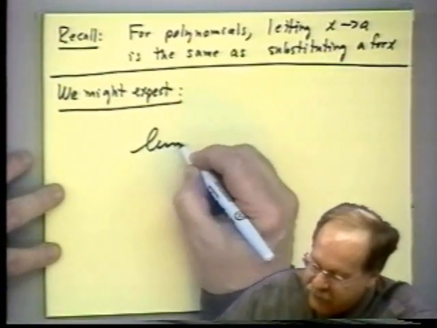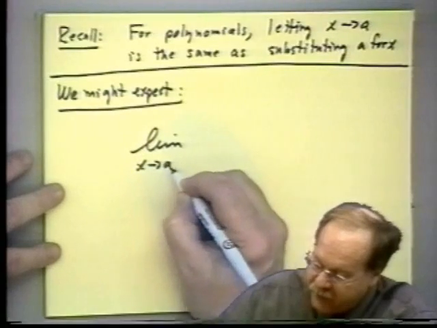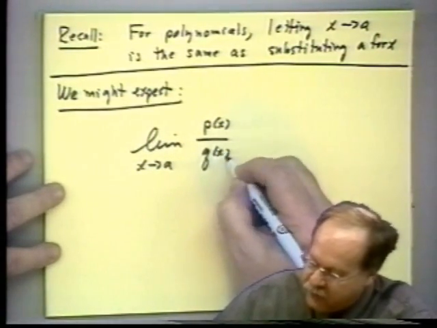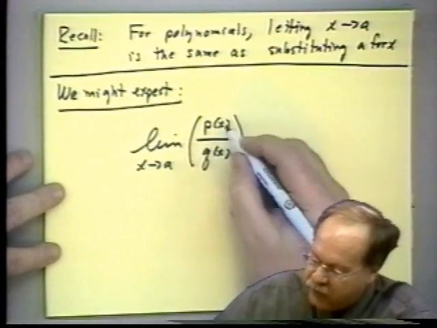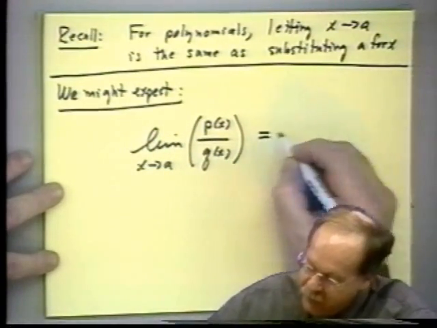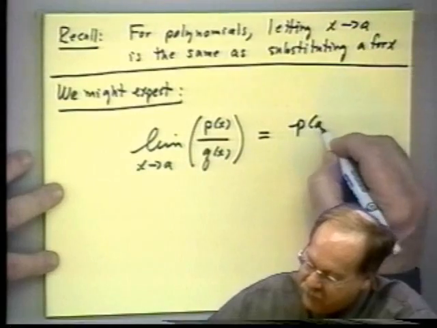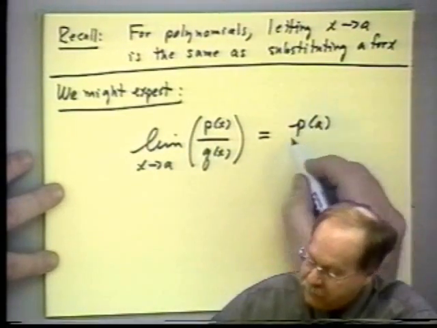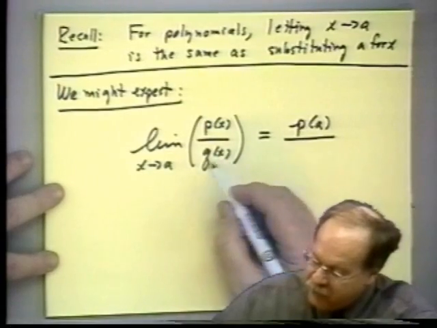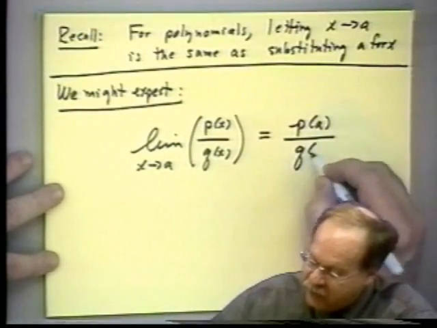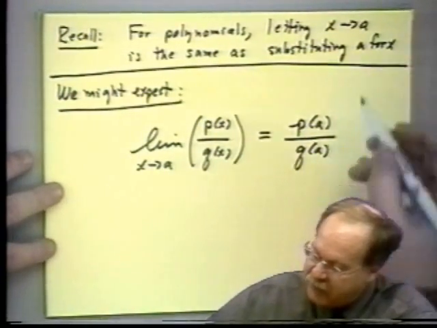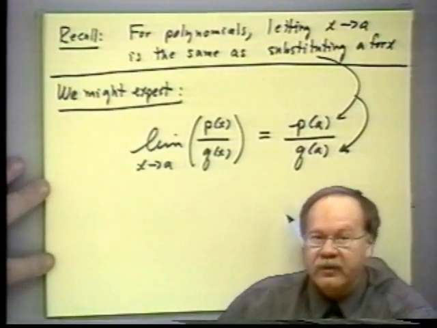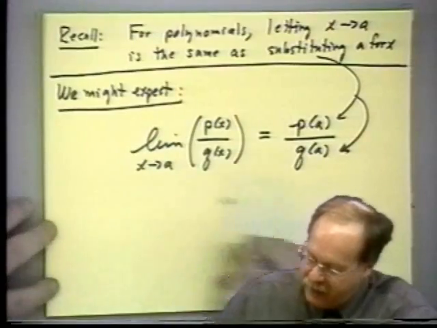We might expect that if I take the limit as x approaches a of a rational function p of x over q of x, where p of x and q of x are both polynomials, I would expect to get p of a over q of a, because the limit of p of x as x approaches a is p of a, and the limit of q of x as x approaches a is q of a. So this is what I would expect, because substitution is what's supposed to happen with polynomials.